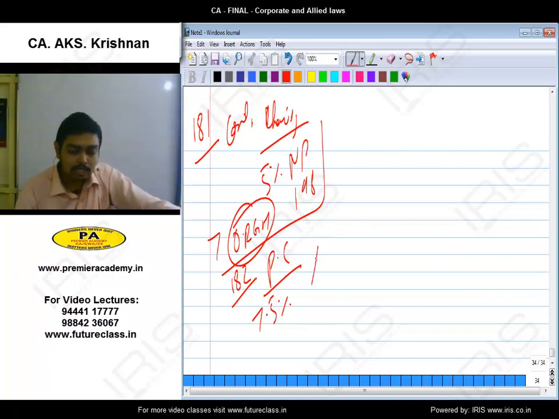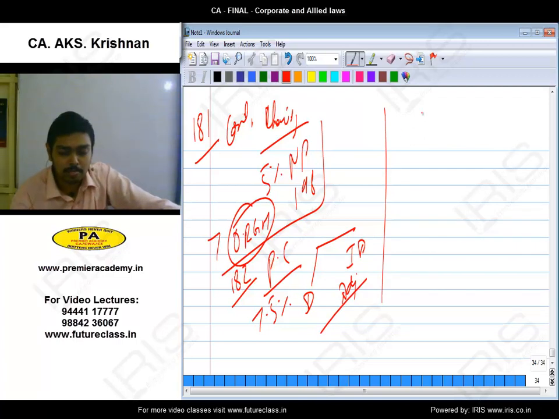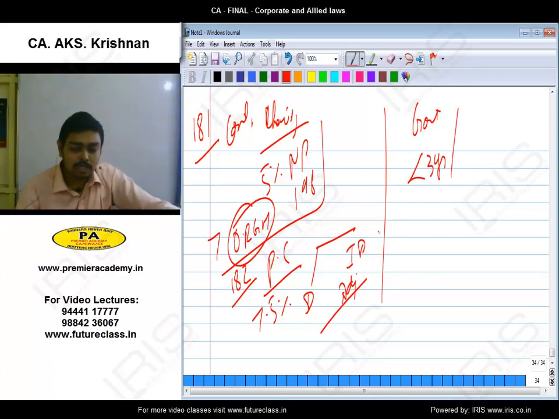Then there are two things. One is directly as well as indirectly. Both are covered. Advertisement, etc. will be covered here. Then who cannot give political contribution? Government company, a company less than 3 years old. Even a producer company cannot give. All this will be discussed.